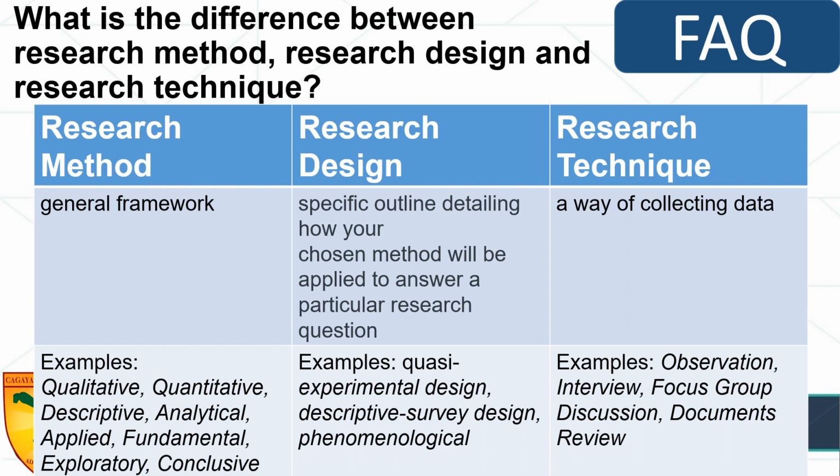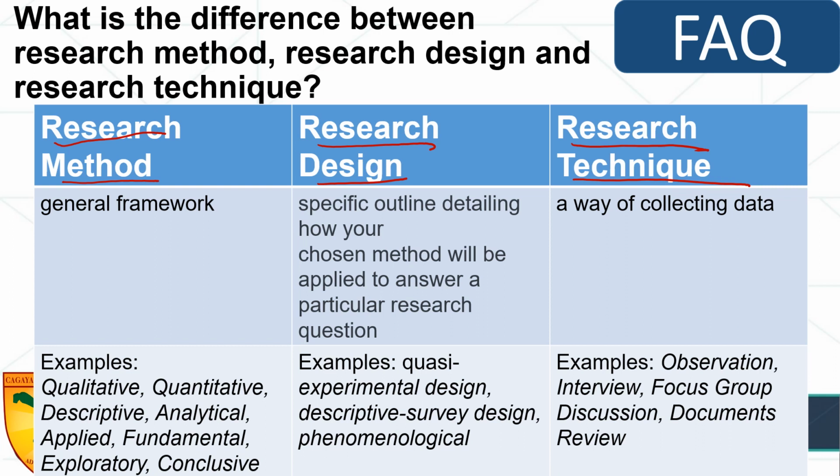A frequently asked question is, what is the difference between research method, research design, and research technique? I have here a summary of these three so that we won't have any problems with these terms in the next videos. So research method is a general framework guiding a research project. So different methods can be used to tackle different questions. We have here the examples, and we always hear these qualitative versus quantitative methods.